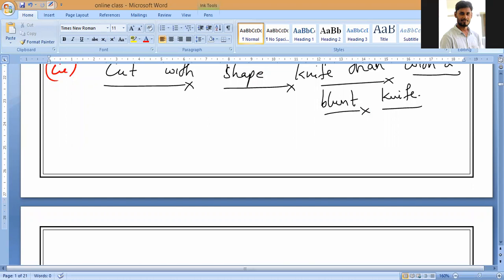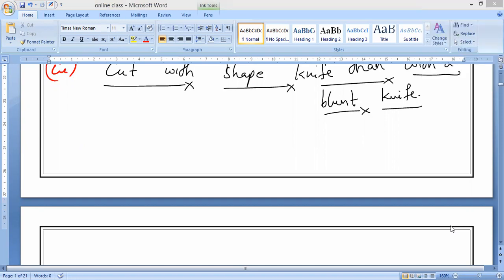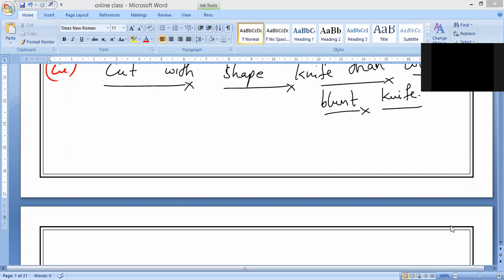Even I have experience of this in my home. I am using a very old knife, so it is very difficult to cut. It takes a lot of pressure. I have to apply more pressure to cut the vegetables also. It won't cut easily. Pomegranate also, it is not cutting properly. That is what I am saying.